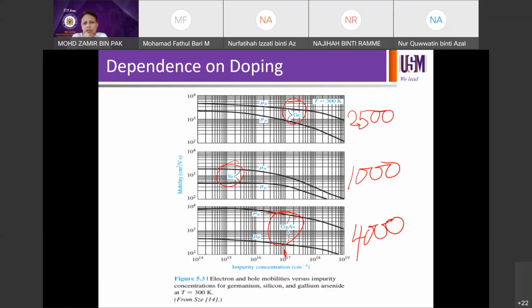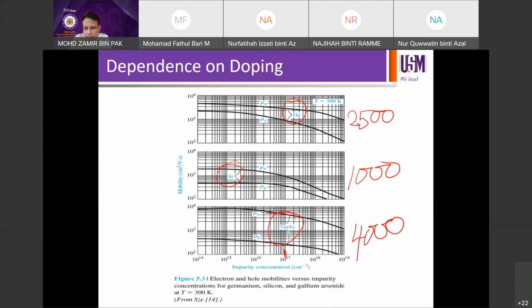Okay. So from these three values, which one has the fastest one? If you talk about mobility being the speed and ease of movement, which semiconductor has the fastest mobility of electrons at this particular doping level? Again, simple question. Betul ke? Gallium arsenide, right? 2,500 for germanium, 1,000 for silicon, about 4,000 for gallium arsenide, isn't it?